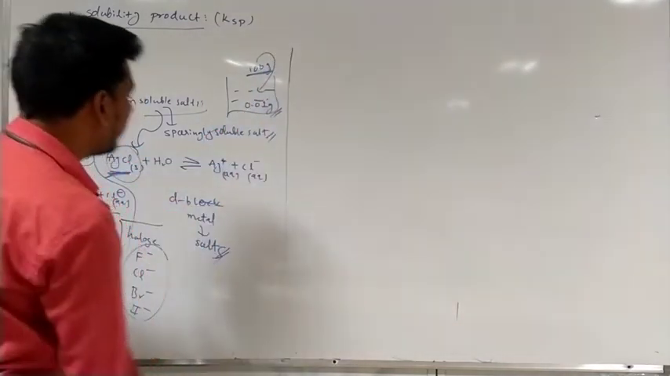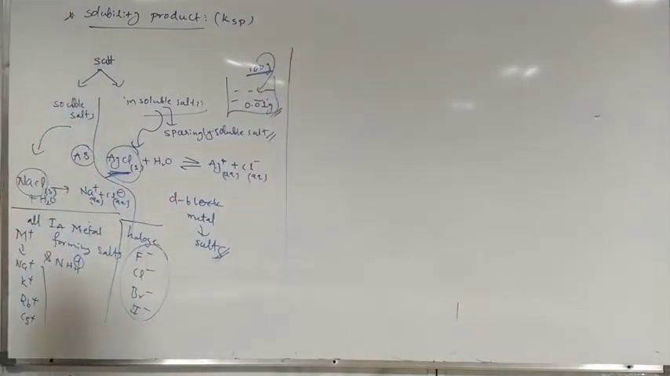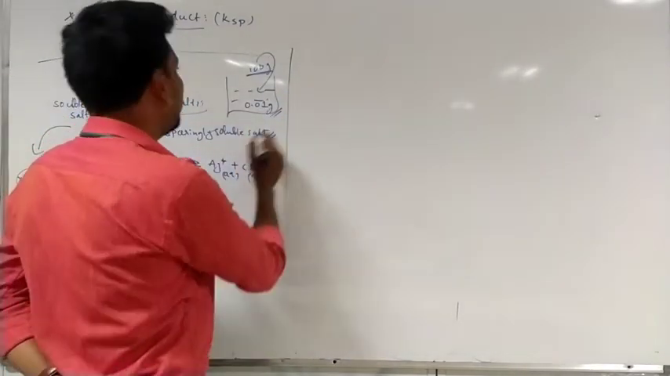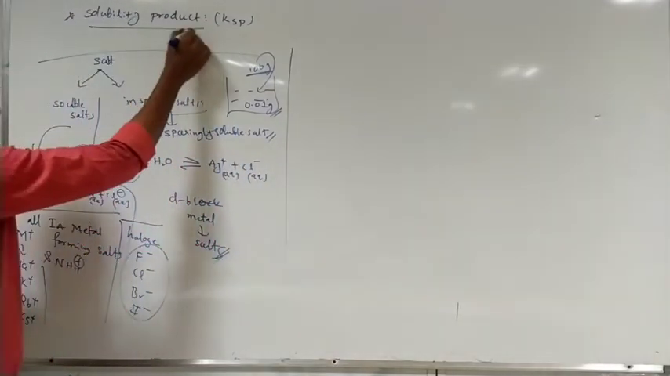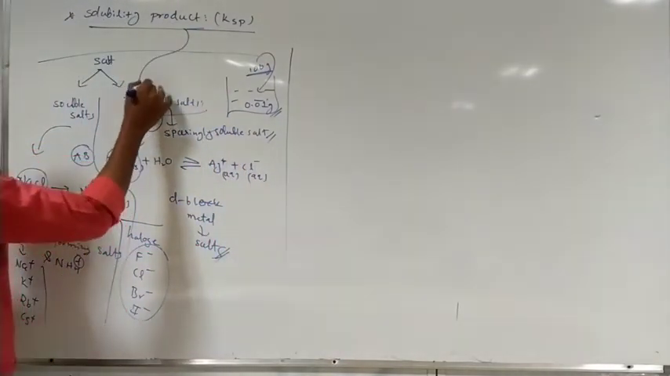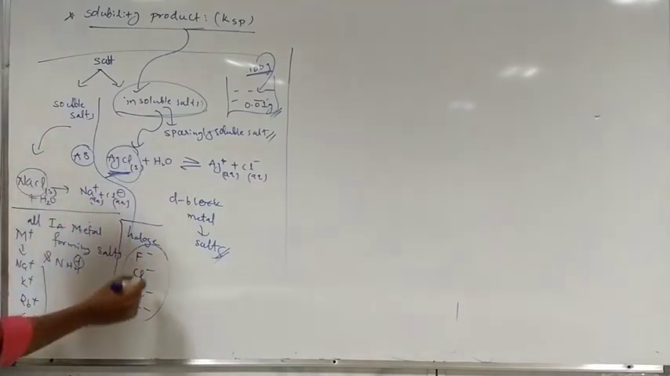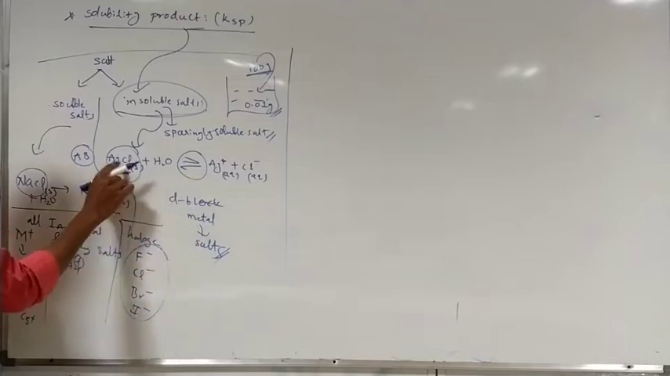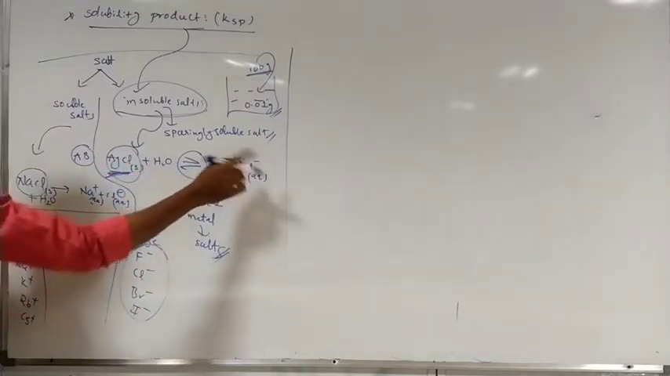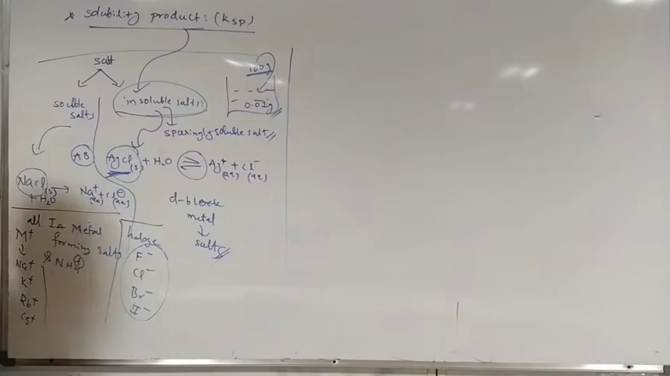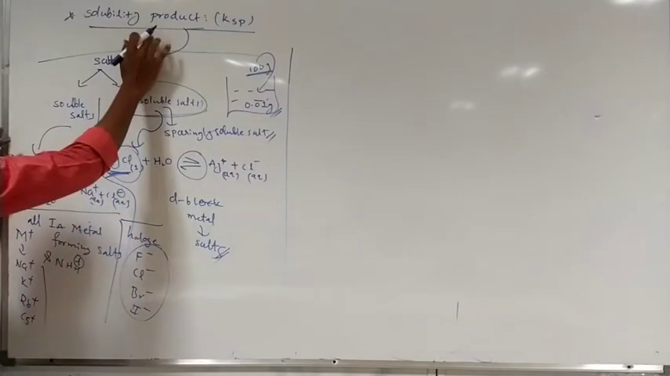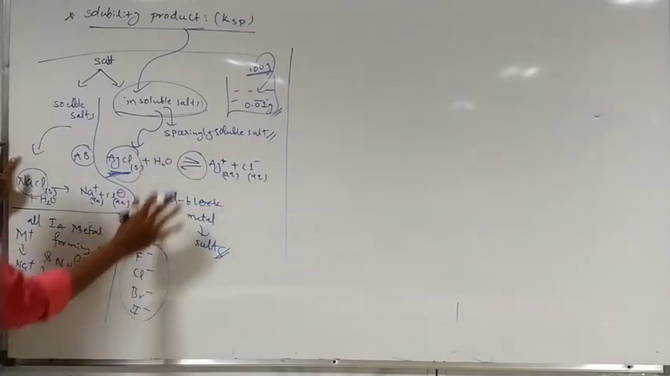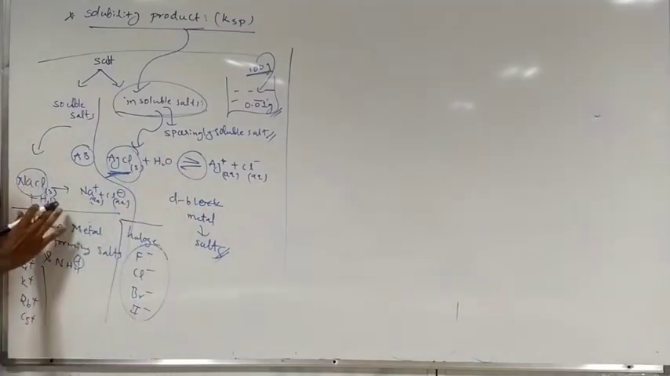Now I am going for the solubility product heading. This was the concept, and next I am going for the solubility product. I am writing the solubility product only for insoluble salts. Why? Because the equilibrium is established between the solid salt and its corresponding cation and anion. We calculate the solubility product only for the chemical equation under equilibrium, not for the soluble salts.